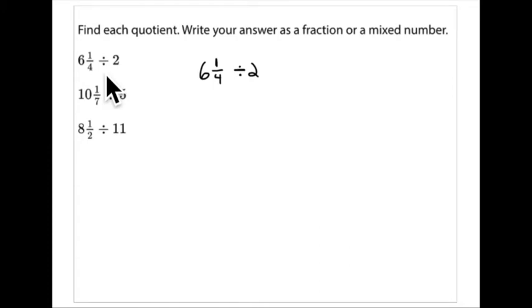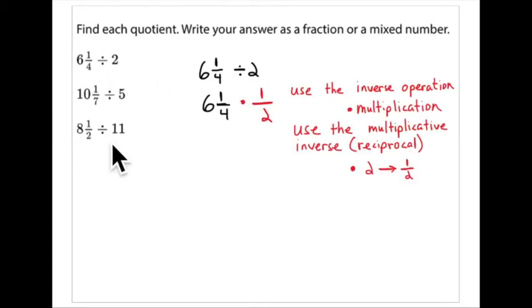So let's look at 6 1/4 divided by 2 first. And you can rewrite 6 1/4 divided by 2 by multiplying by 1/2. And there's all kinds of little tricks that people try to remember. Just remember the basic mathematics, what you are doing. What you're doing is you're using the inverse operation. So the inverse operation of division is multiplication. And you are using what's called the multiplicative inverse. So the inverse of 2 is 1/2. It's also known as the reciprocal.